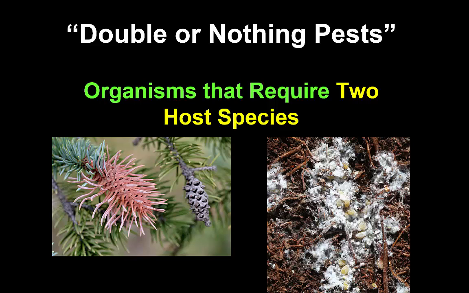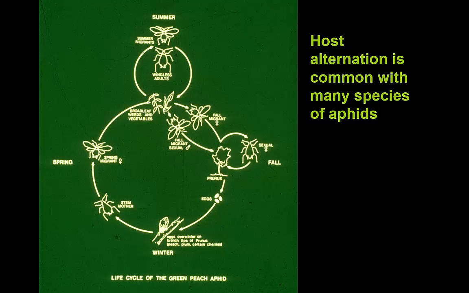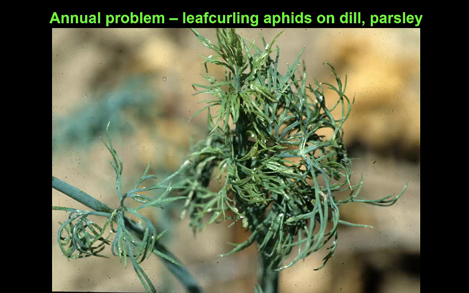And this gets into a way that we might manage them, which I call the subject of double or nothing pests. It would involve an aphid that is one of these host species that requires two hosts to complete their development. So both need to be in place. We're talking about ones that have a holocyclic life cycle, so they're going to alternate hosts between something in the summer and something in the winter.